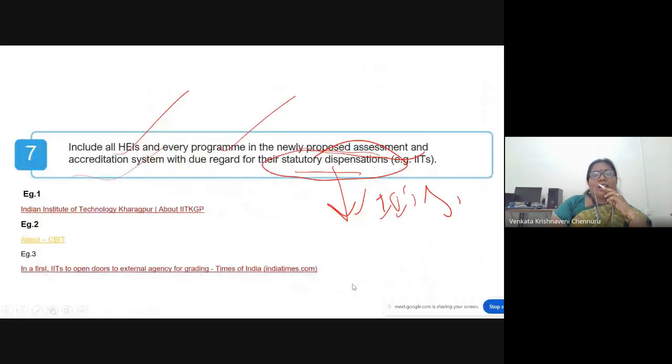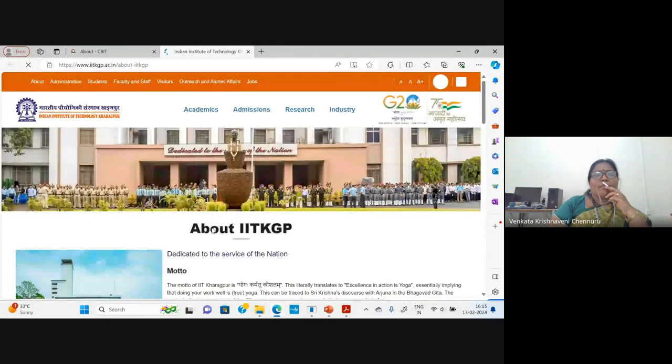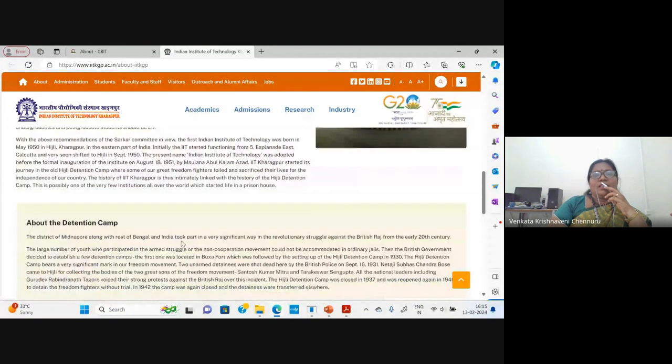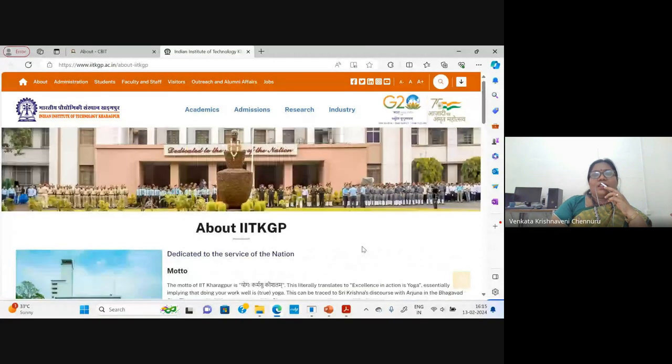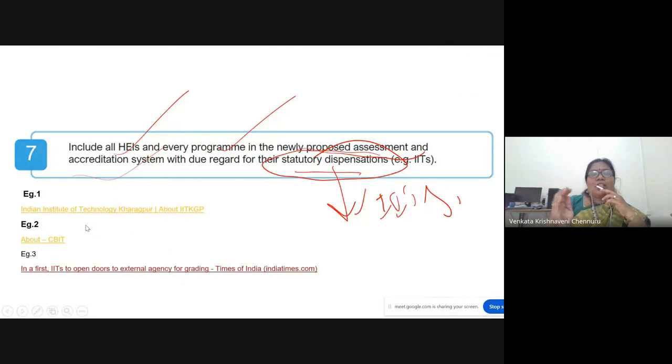Now let me open IIT Kharagpur. Do you find any NAAC grades here? Does it mean that IIT Kharagpur is far less than CBIT? Not like that, no? So for the last few years, it was not mandatory for all the institutions, especially statutory dispensations like IITs. It's not compulsion for them to get into accreditation.